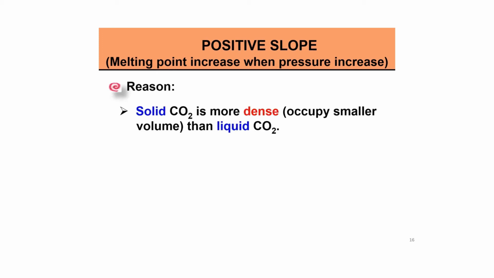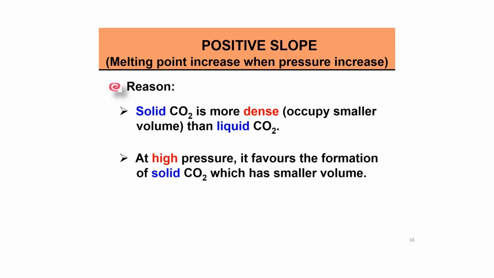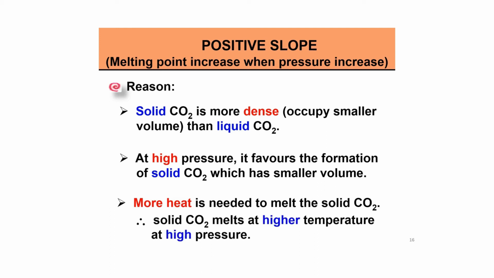So why? Because solid carbon dioxide is denser than liquid carbon dioxide. So at high pressure, it favors the formation of solid carbon dioxide, which has a smaller volume. Therefore, more heat is needed to melt the solid carbon dioxide. So it means solid carbon dioxide melts at a higher temperature at high pressure.